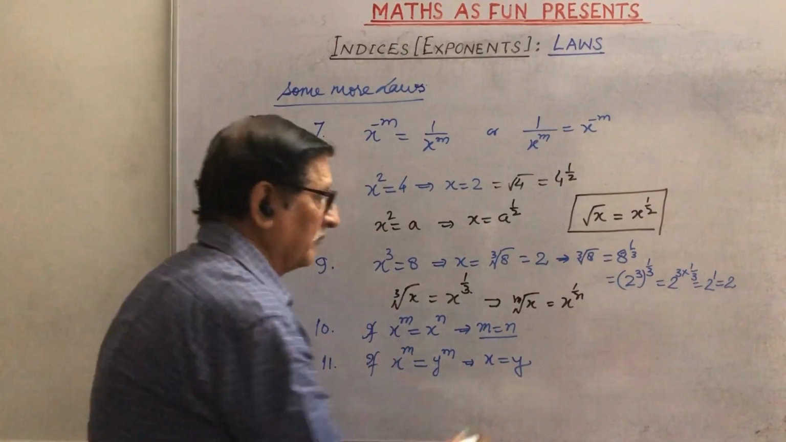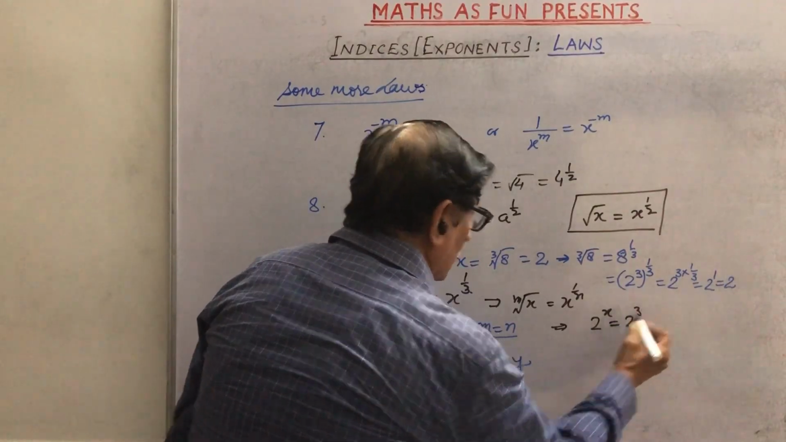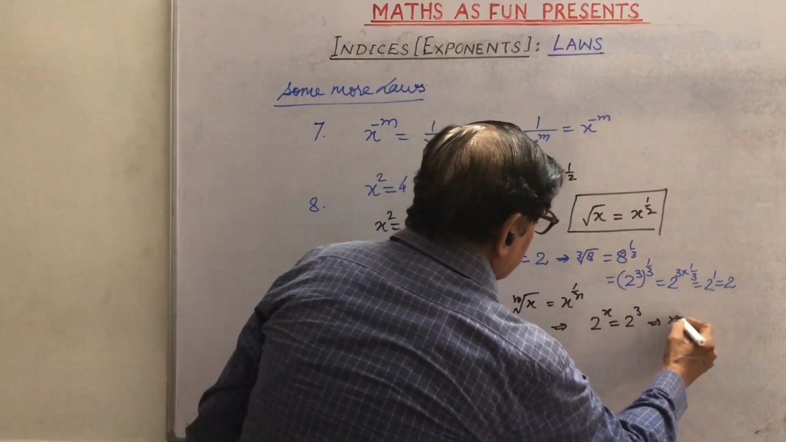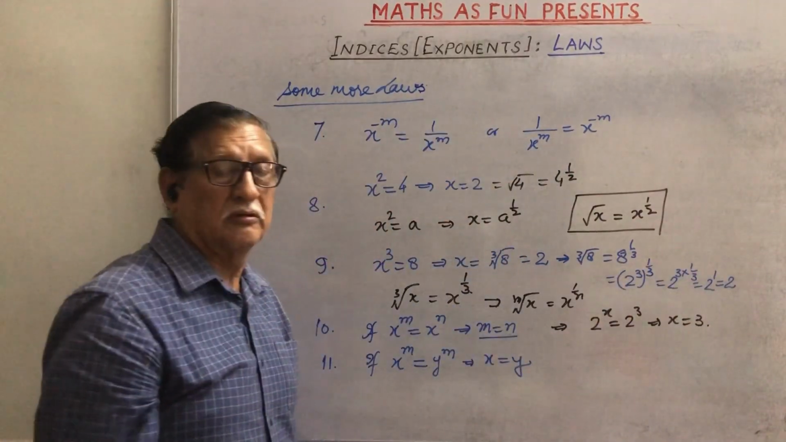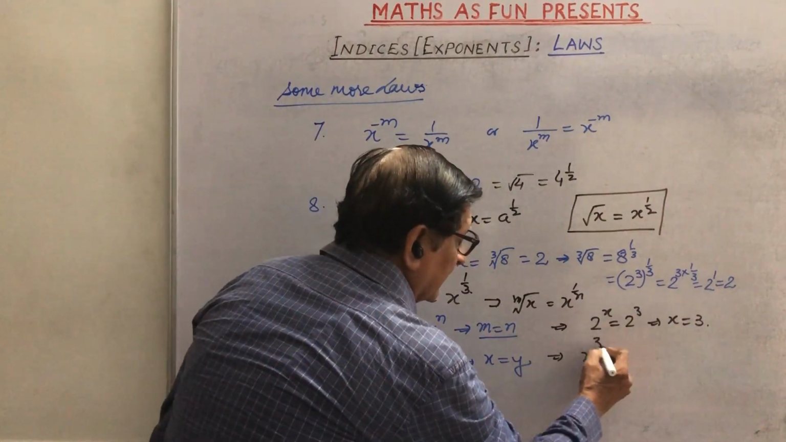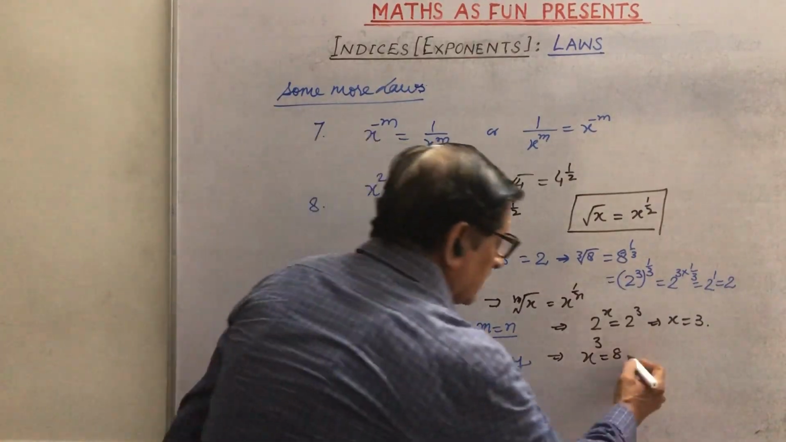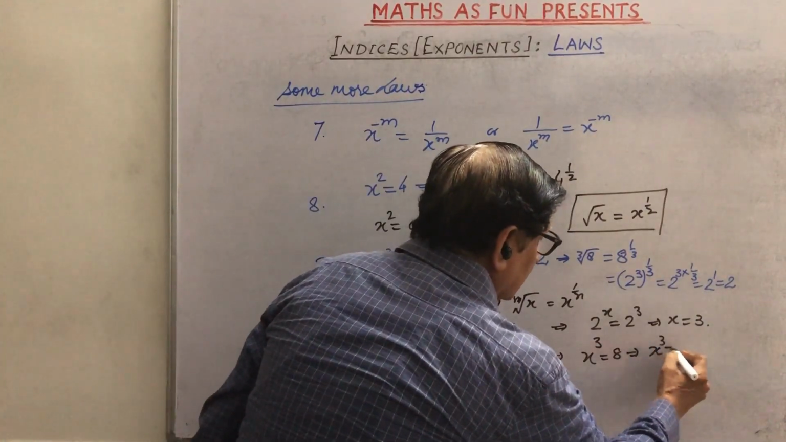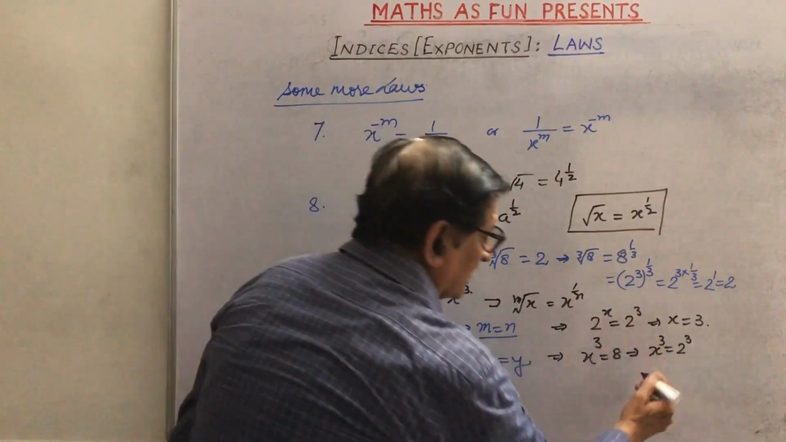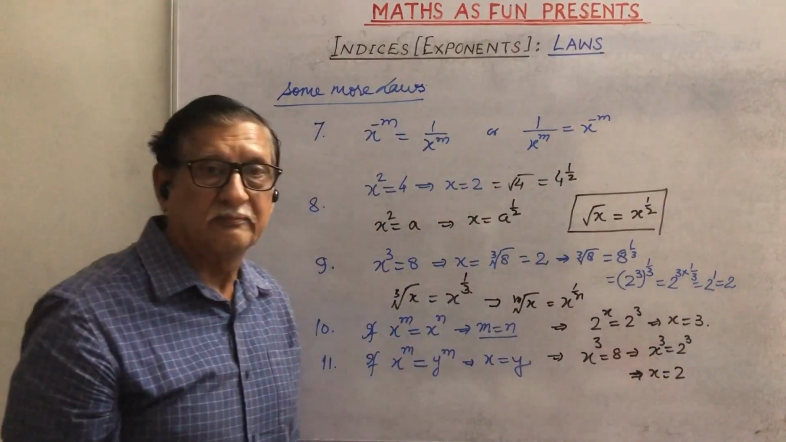We can apply them, like suppose we have here 2 to the power x is equal to 2 cube. So we can say that x has to be equal to 3. Similarly, for this one, if we have been given somewhere x cube is equal to 8, we can understand this as x cube is equal to 2 cube. Powers are same. It means the bases are to be same. So we can say x has to be equal to 2.